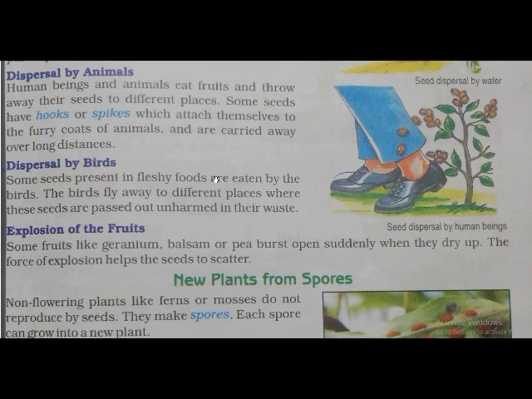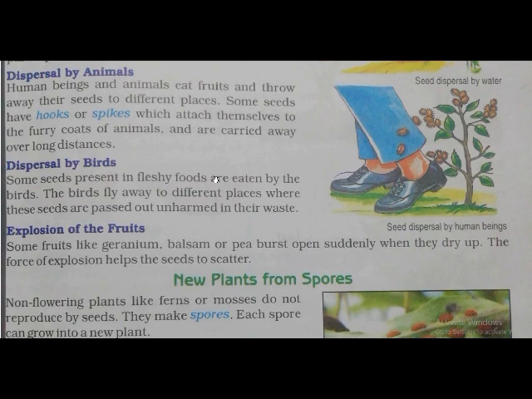Human beings and animals eat fruits and throw their seeds to different places. Some seeds have hooks and spikes which attach themselves to the furry coat of animals and are carried away over long distances. As you can see in the picture, there are two processes by which humans and animals disperse seed. One is that we eat fruits and then we leave the seed in far distance places. We sometimes bring mangoes and watermelon from the market. After eating that, we throw the seeds near our house, any places. Over there we leave it and we think that a new plant will grow, and sometimes new plants also grow.